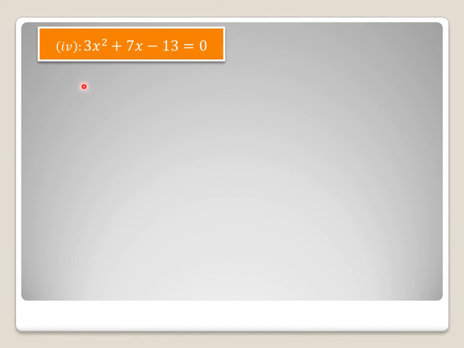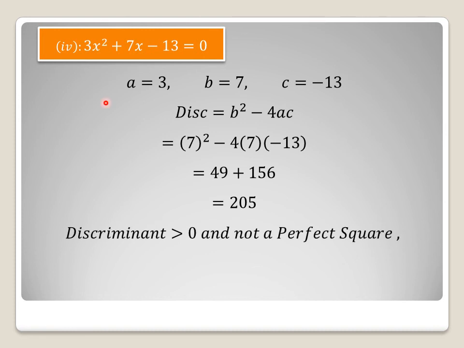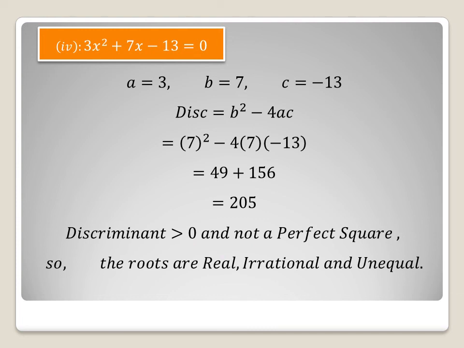Moving to part 4 of question number 2. The equation is 3x squared plus 7x minus 13 equals 0. The next step is to apply the discriminant. After application of the discriminant, we got the answer 205. 205 is a positive number but is not a perfect square. So the discriminant is greater than 0 and is not a perfect square. So just remember what I told you. Yes, the roots will be real, irrational and unequal.